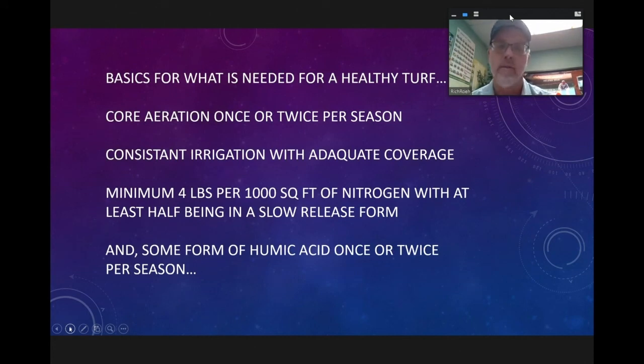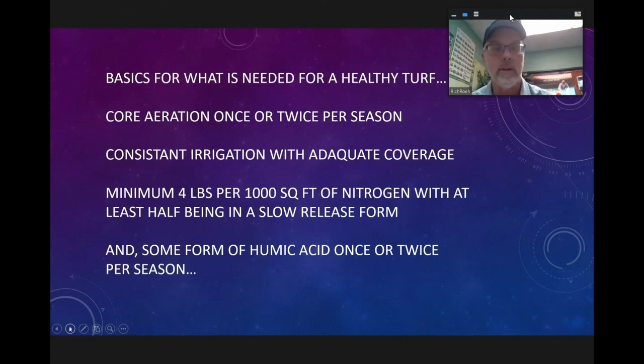In addition to that, four pounds of nitrogen per 1,000 square feet, and we want at least half of that being in some sort of slow release form. That's going to provide lower salts, less burn potential. It's going to extend the utilization of that nitrogen, no matter what form it's in. You're not going to get thatch buildup. At least half of it being in a slow release form is what we're recommending.